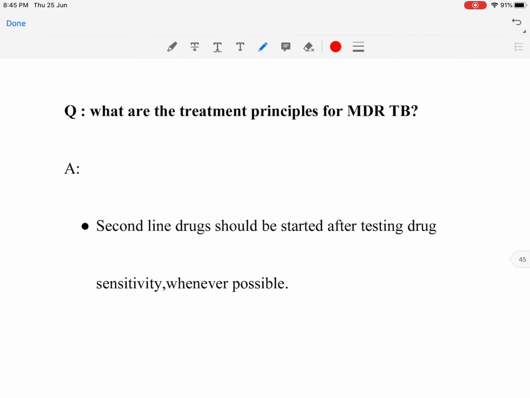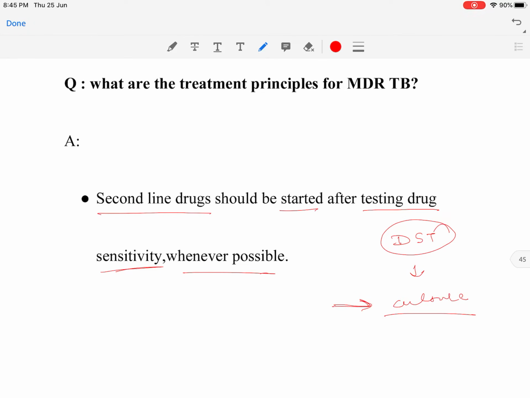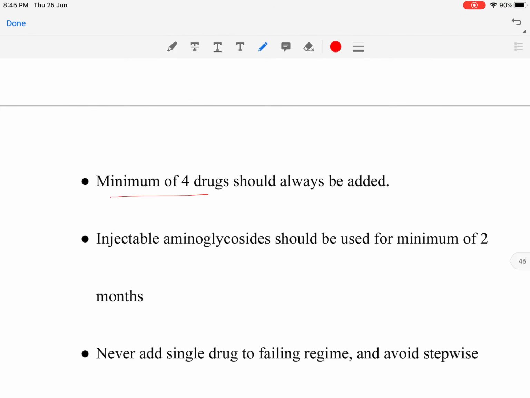Now how to proceed with the patient? Second line drugs should be started after testing the drug sensitivity, which we have discussed is a culture based test. Whenever it is possible, we should first check the sensitivity of the drug. Then we can start the second line drugs.